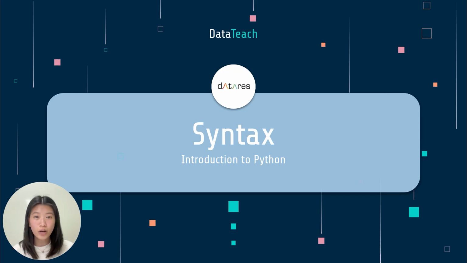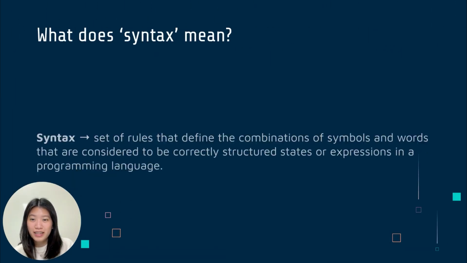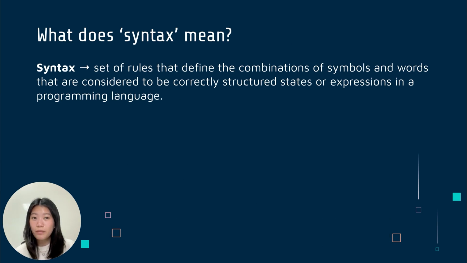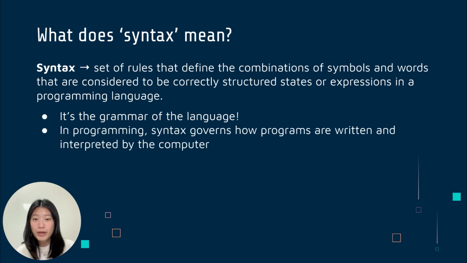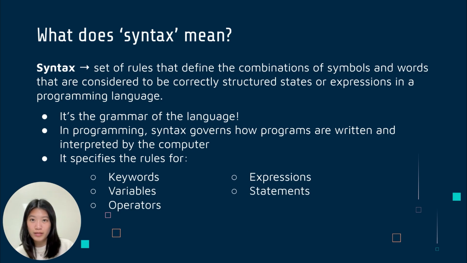Today we'll be going over Lesson 1, which is on syntax. So what exactly does syntax mean? Syntax is the set of rules that define the combinations of symbols and words that are considered to be correctly structured statements or expressions in a programming language. Now I know that was a lot of information at once, so essentially syntax is just the grammar of the language. In programming, syntax governs how programs are written and interpreted by the computer, and it specifies the rules for keywords, variables, operators, expressions, and statements.